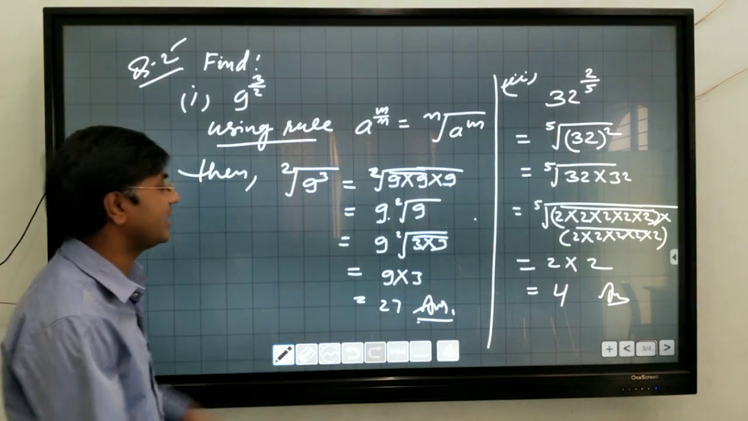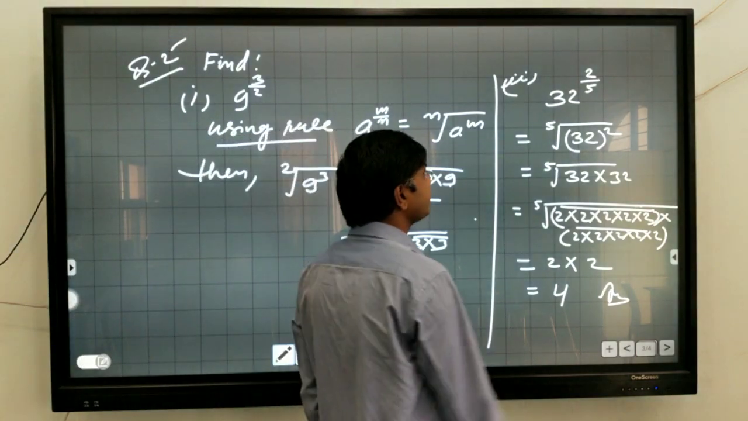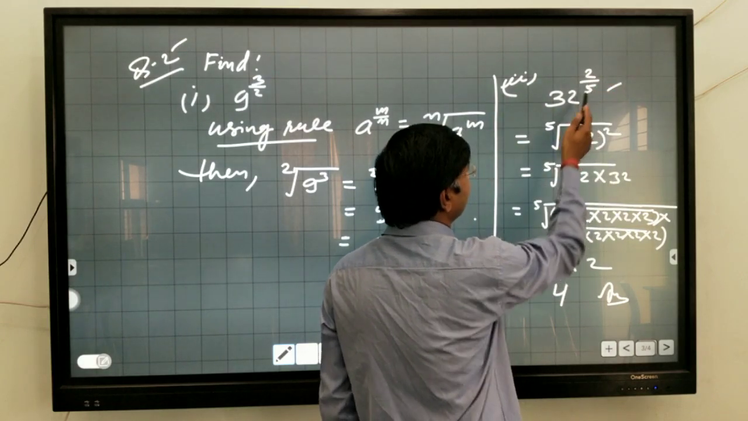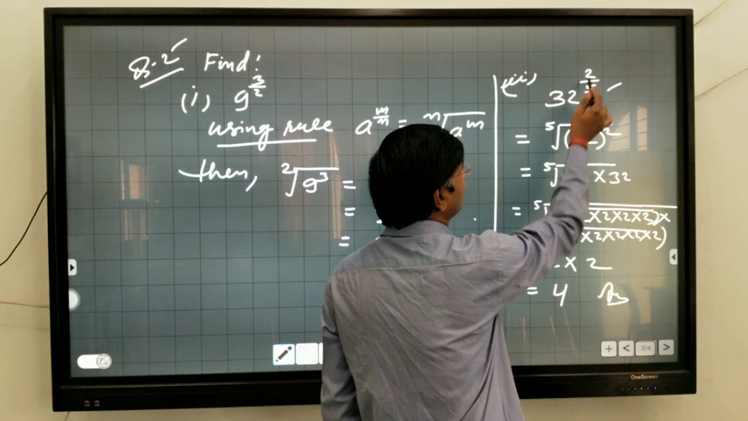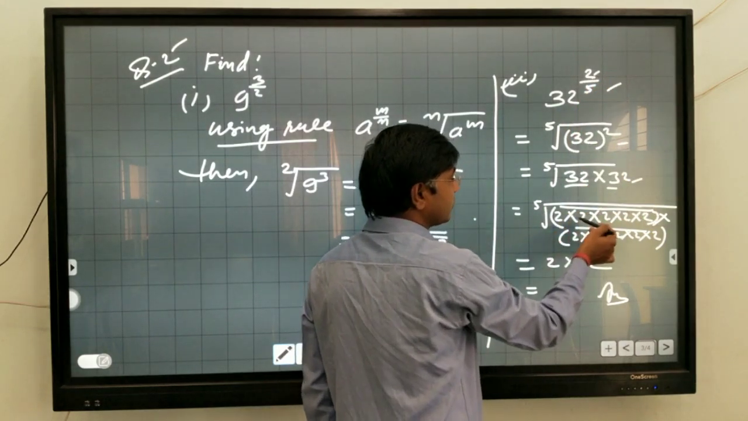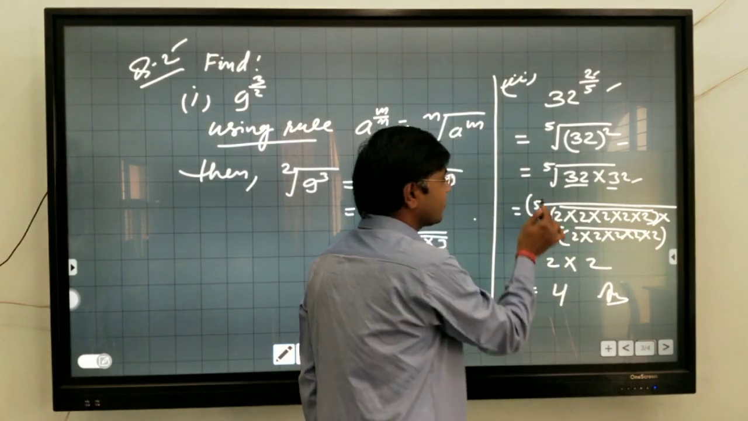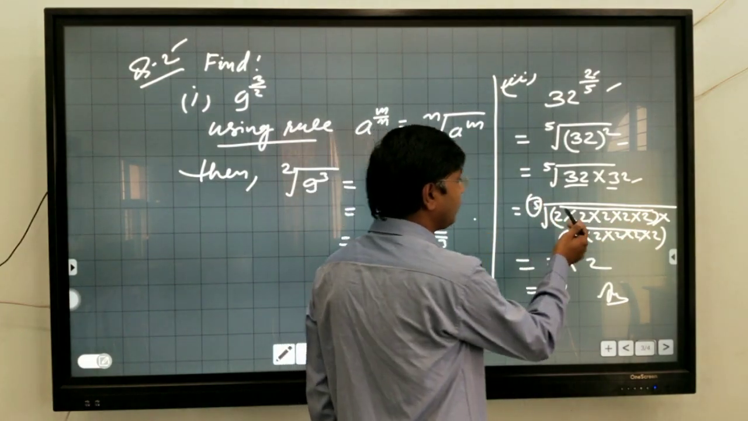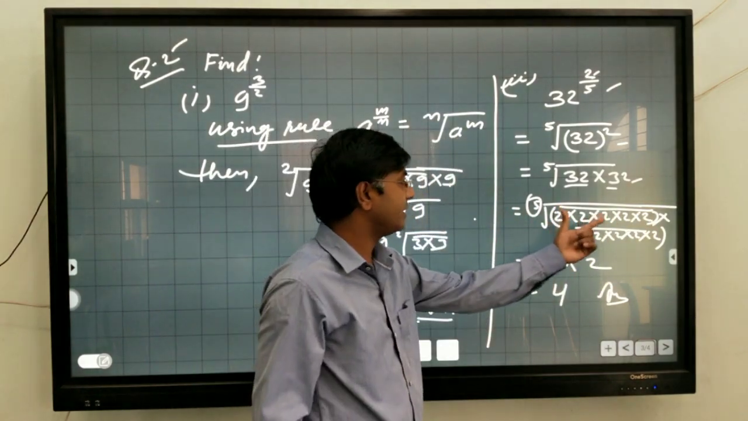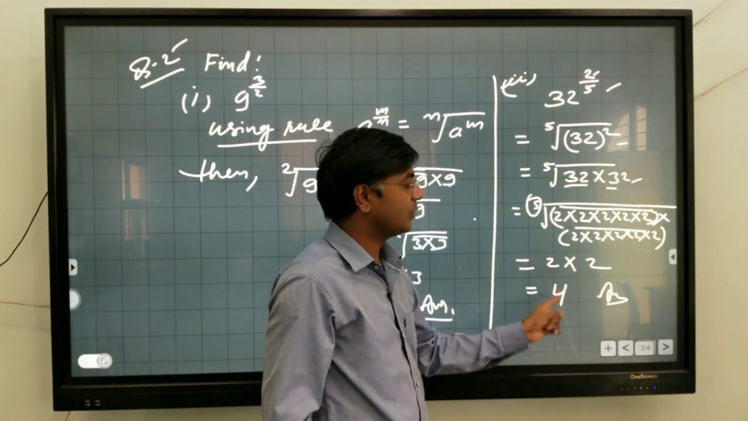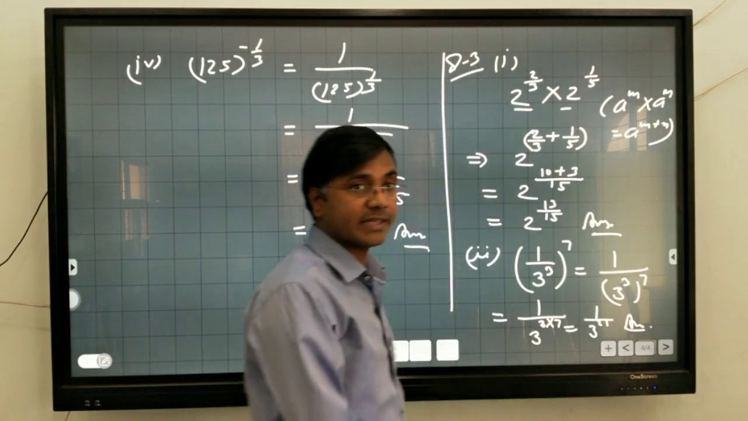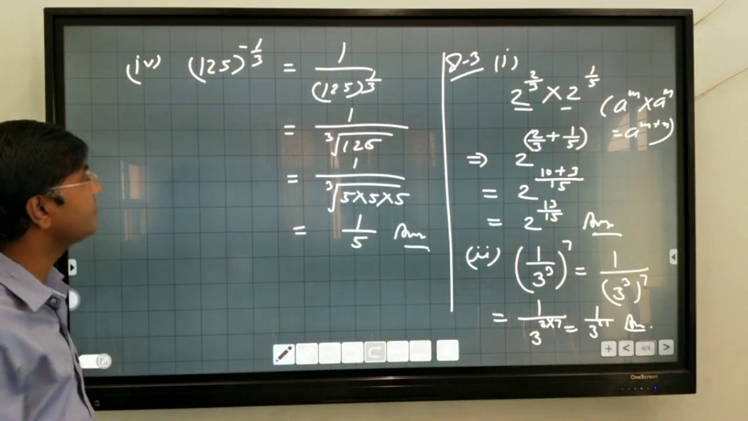Same as next, the second part: 32 raised to the power 2 by 5. Using the same property, 5 will come here, the fifth root of 32 to the power 2. Now factorize 32, which is 2 to the power 5. Here it is 5, so we make groups of 5: 1, 2, 3, 4, 5, and we write only one number from each group, so 2 for this, and 2 twos are 4.